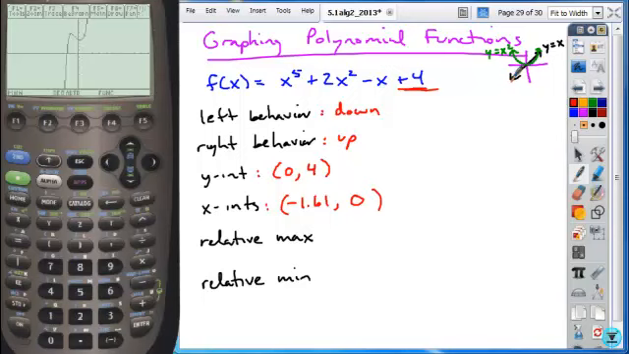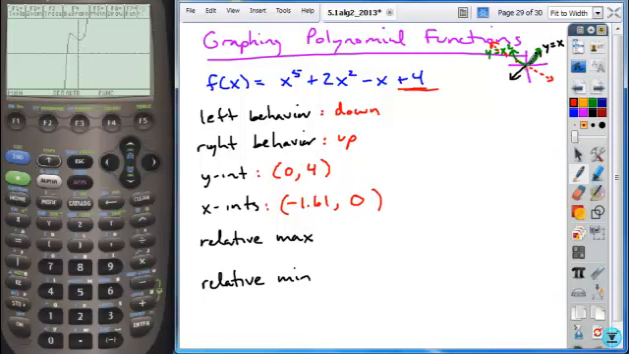If there's a negative coefficient, it gets reflected this way, and it would go down and to the right, up and to the left. If the highest power is even, it's going to look like this U shape. It's going to go up and up to the left and right.